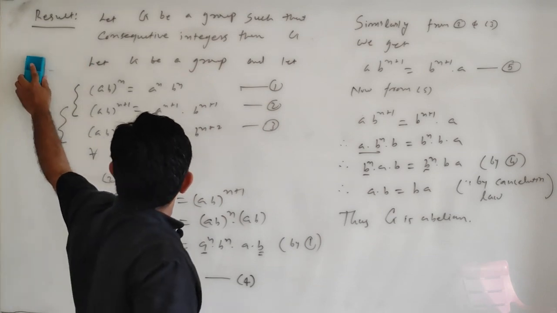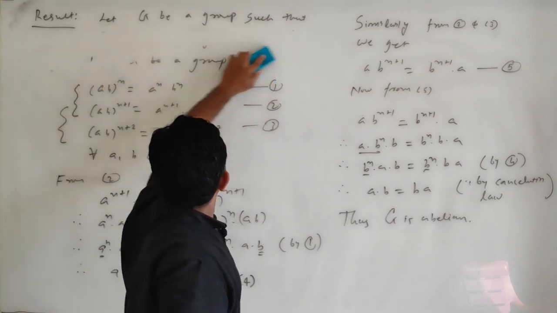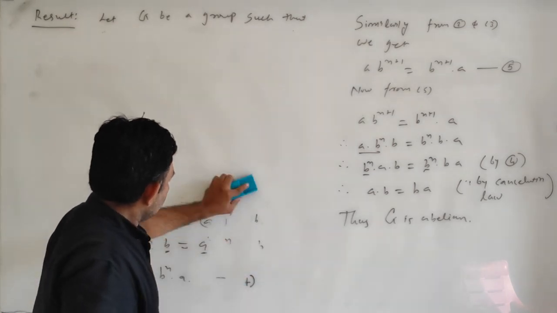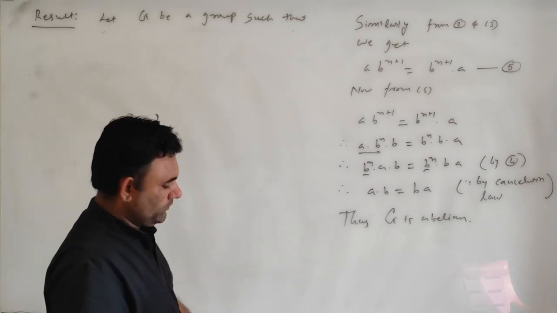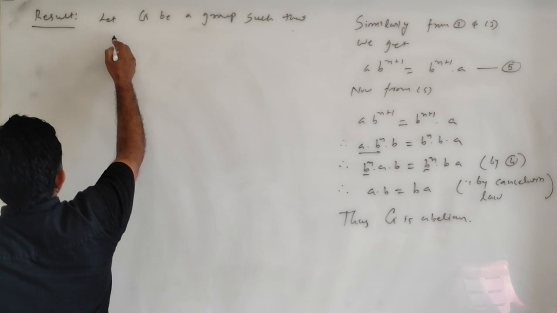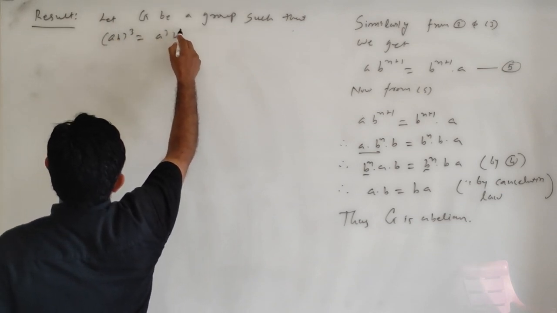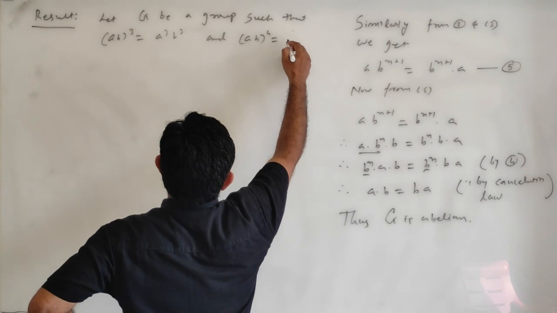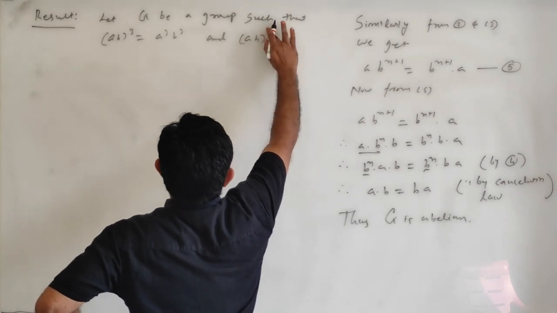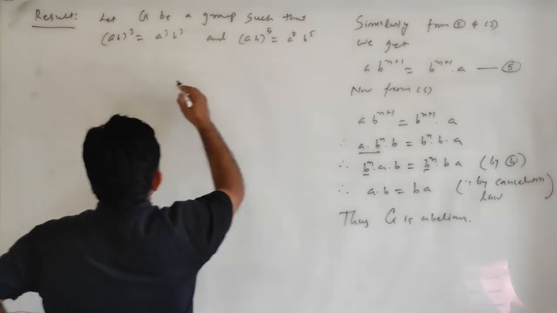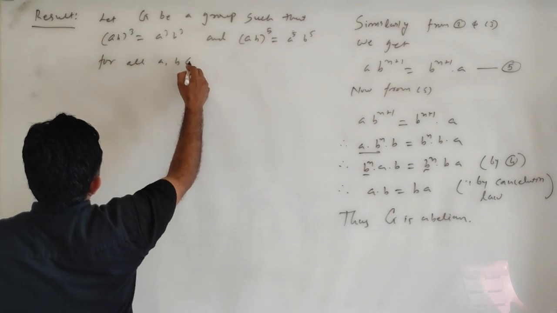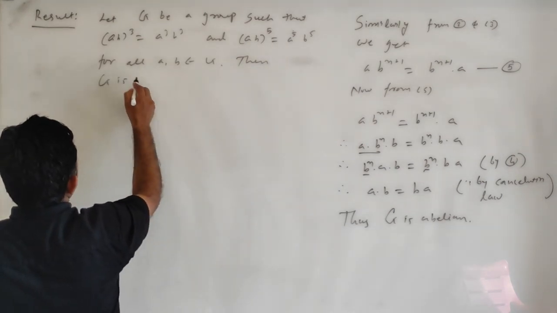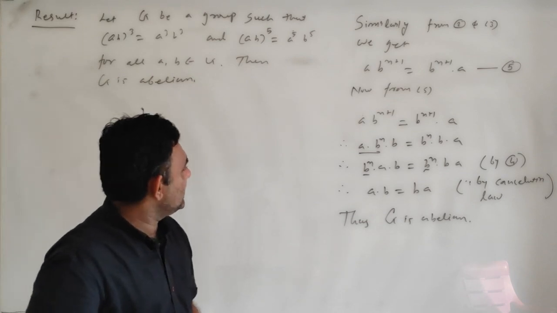So now let us see one more result. Let G be a group such that (ab)^3 equals a^3 b^3, and (ab)^4 equals a^4 b^4, and (ab)^5 equals a^5 b^5, for all a, b belonging to G, then G is abelian. Some people also prove it like this.